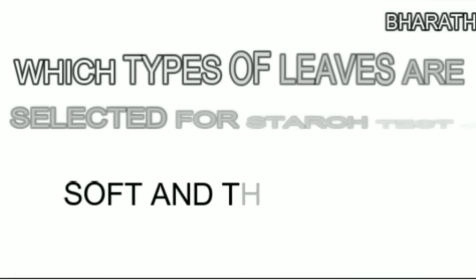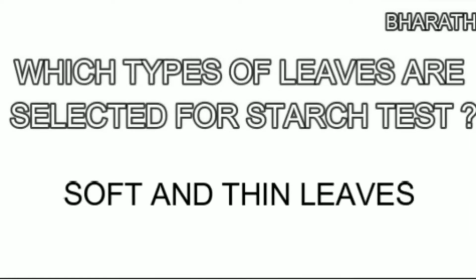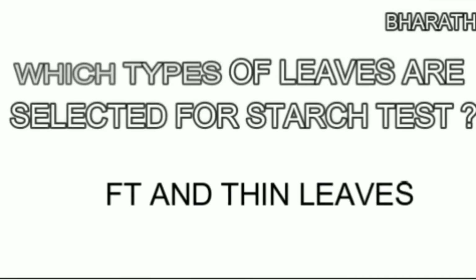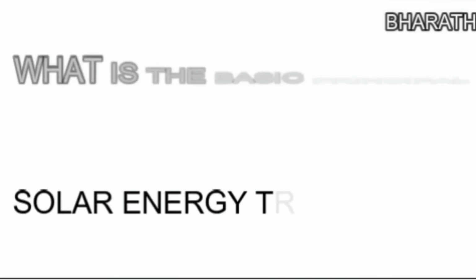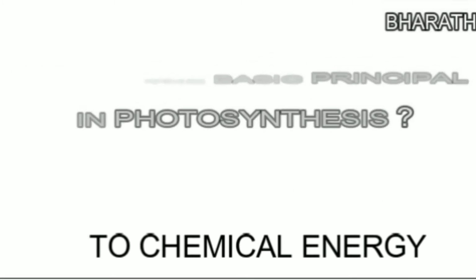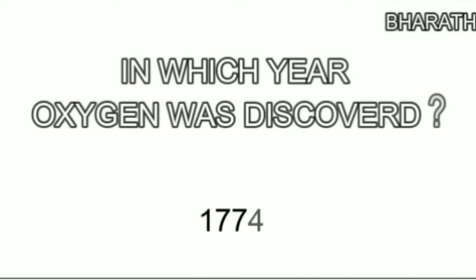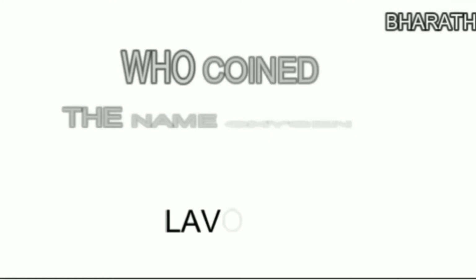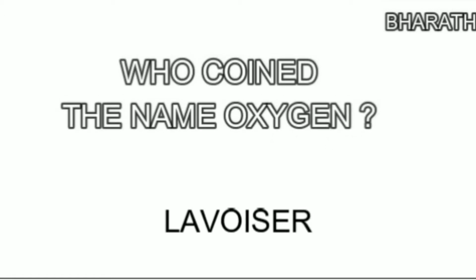Which type of leaves are selected for the starch test? Soft and thin leaves. What is the basic principle in photosynthesis? Solar energy transforming into chemical energy is the basic principle in photosynthesis. In which year was oxygen discovered? 1774. Who coined the name oxygen? Lavoisier.